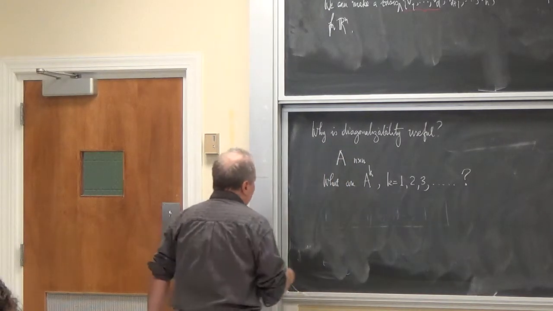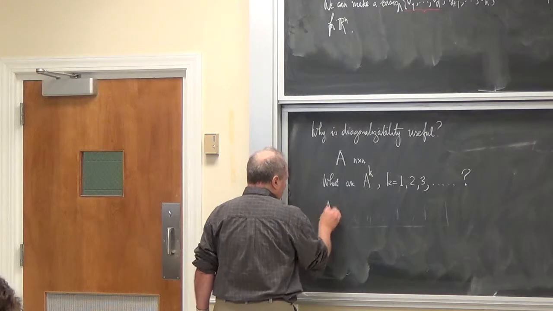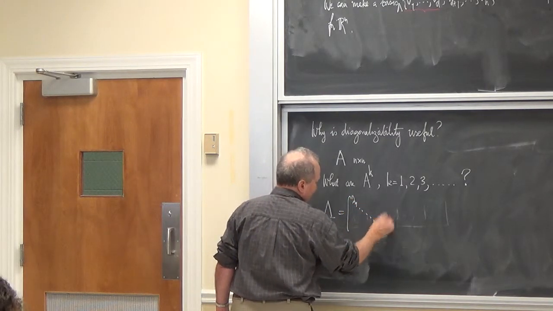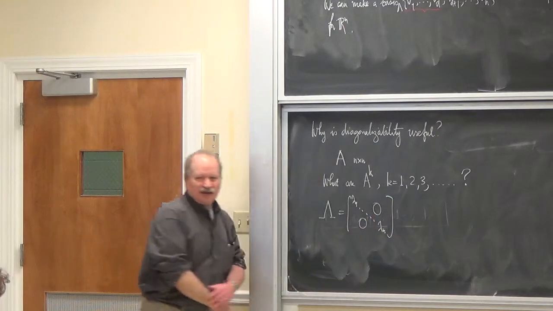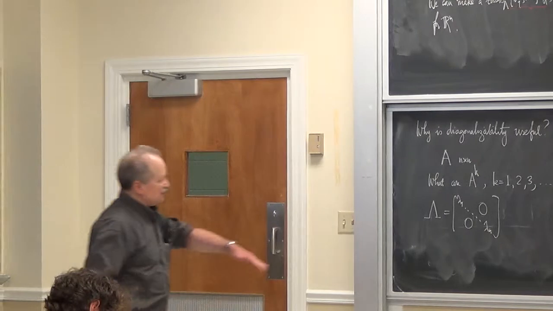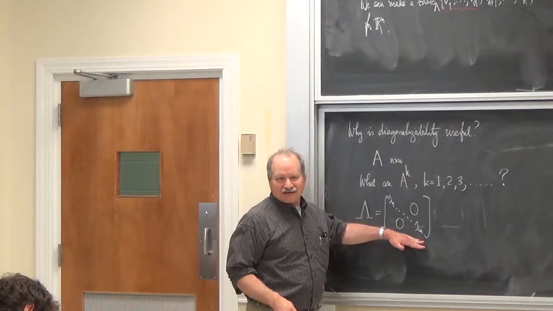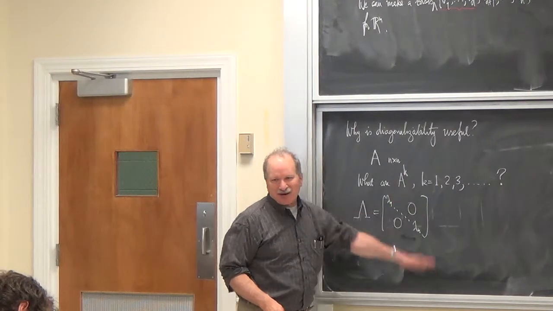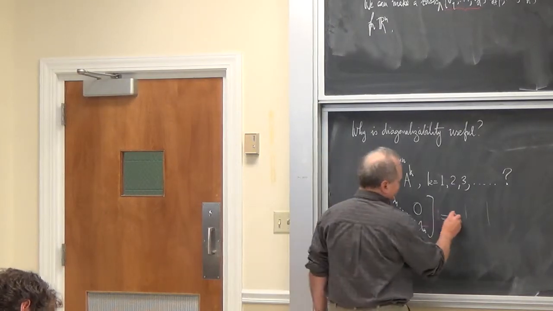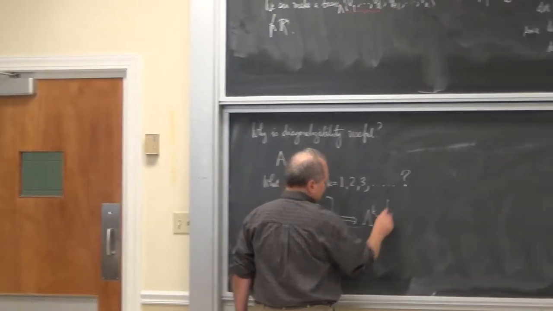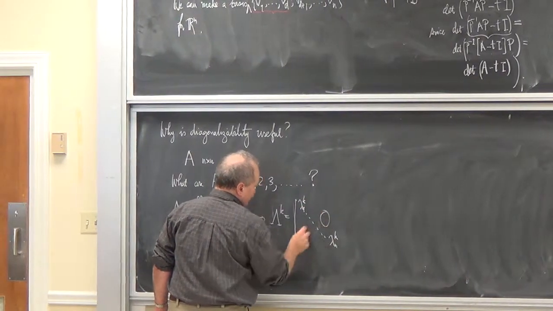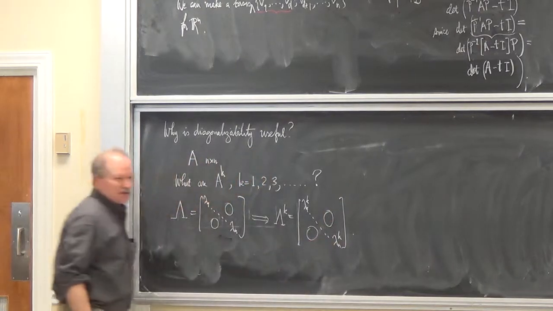But look, if A were a diagonal matrix, even my pet baboon can do this. How do you take the powers of this matrix? Just take the powers of the diagonal. That's it. So that's really nice.